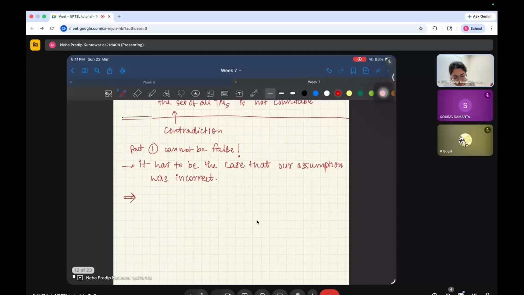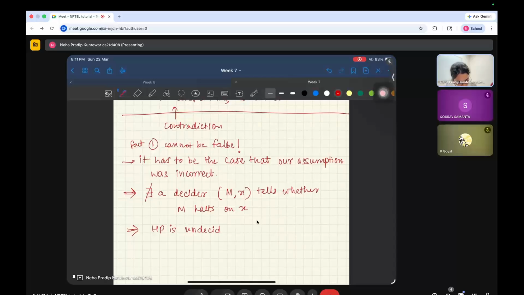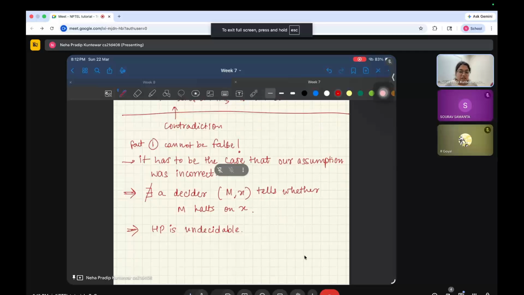Therefore, there cannot exist a decider which, given input m comma x, tells whether m halts on x. In other words, HP is undecidable. Yeah, so this is yet another proof of the fact that HP is undecidable, right?